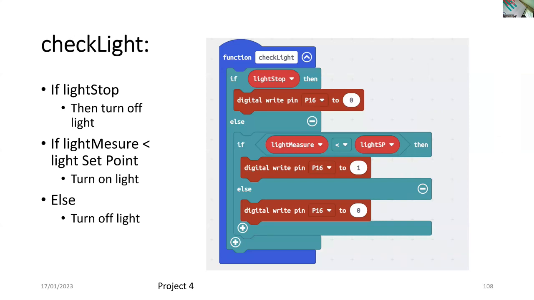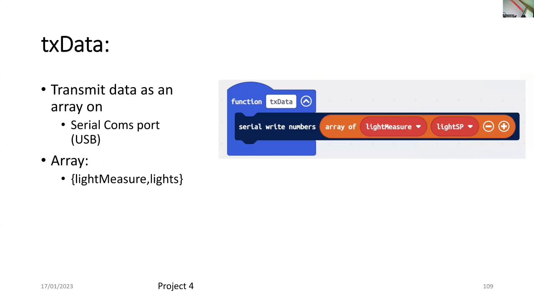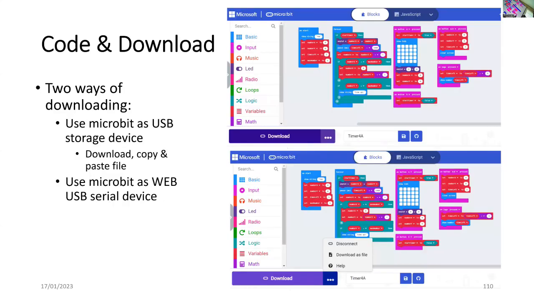Here we're checking the light, and you can see from the algorithm, if the light, as it's measured, is less than the set point, we turn on the relay, otherwise we turn it off. And here we're just transmitting the data on the USB serial line. And once you've coded it and you think it's going to work, download it and test it.